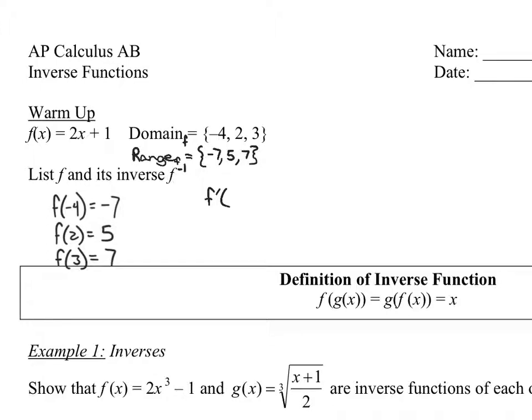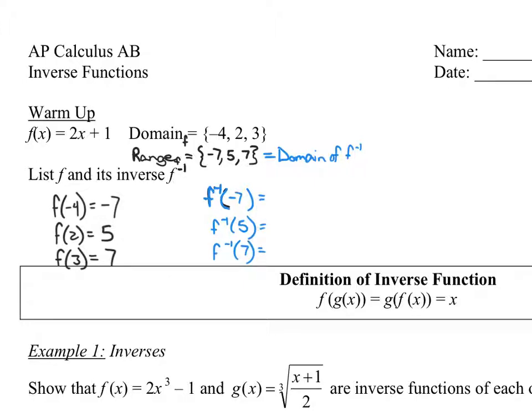What's the domain of the inverse? Not f prime. The domain would be negative 7, 5, 7. Okay, yeah, look at this. I'll actually change colors here. If I'm doing the inverse, the domain is going to be what the range of f was. So this is the domain of f inverse. So I'm doing f inverse of negative 7, f inverse of 5, and f inverse of 7.